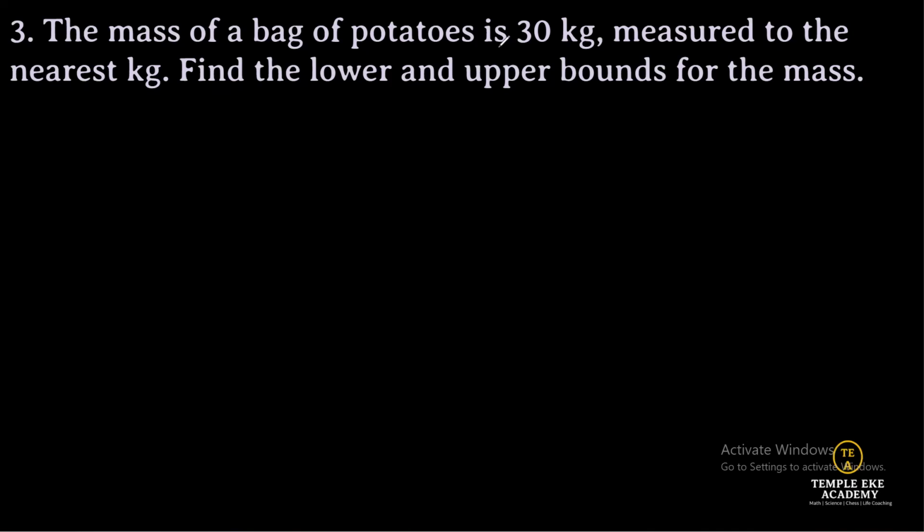Our rounded value is already 30 kilograms. Now we're measuring to the nearest kilogram, which means the nearest single 1 kilogram. That becomes our degree of accuracy with which we can find the possible error. So straight off, the solution becomes: find the possible error.